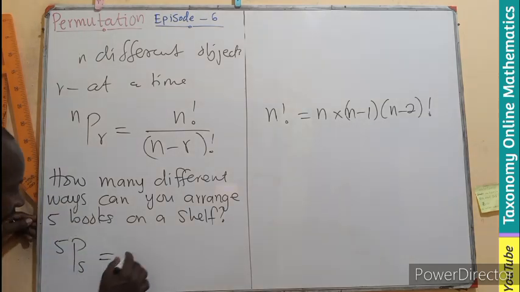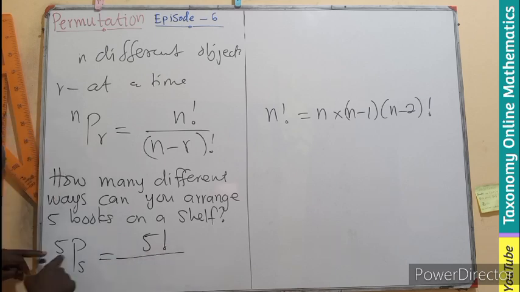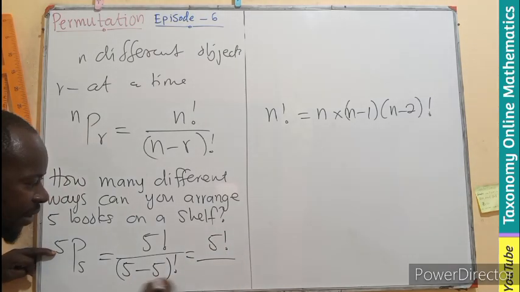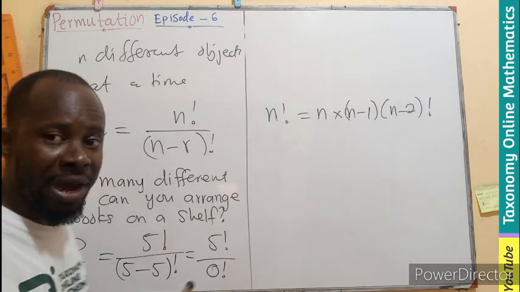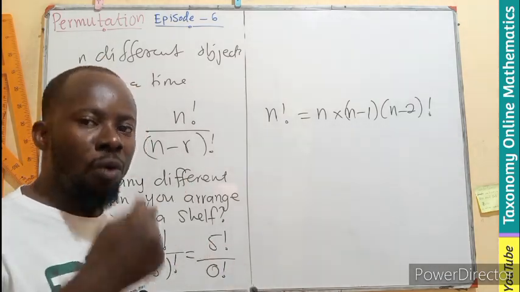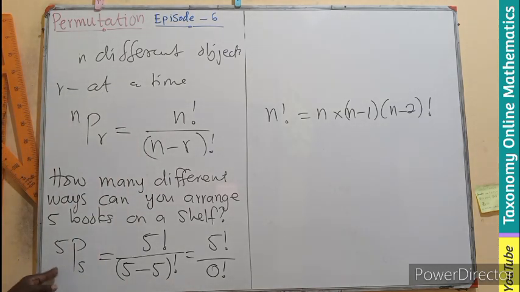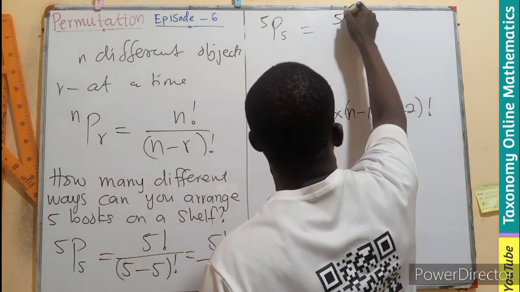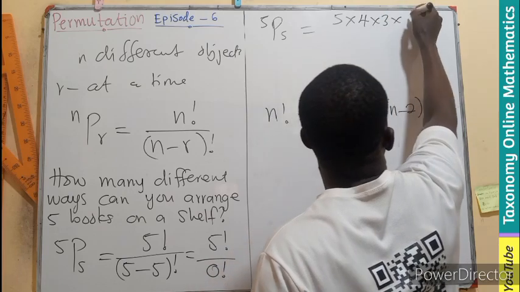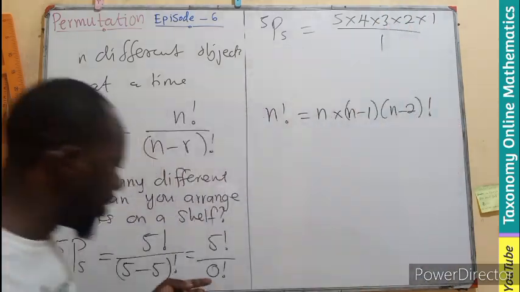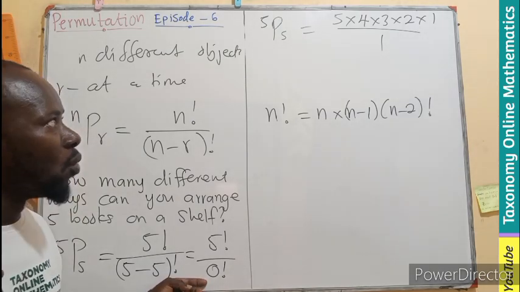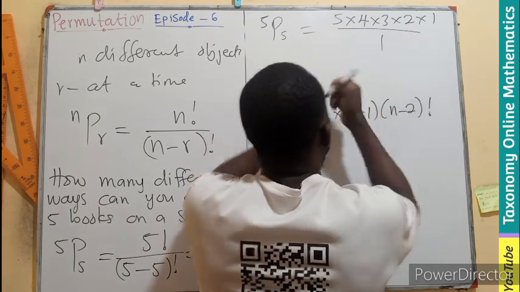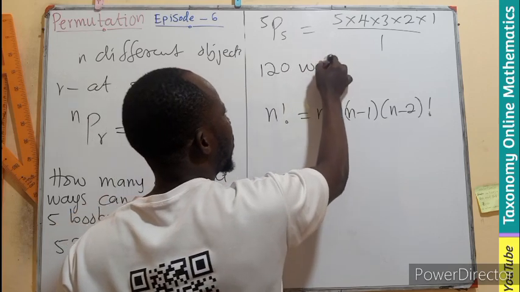And 5 permutation 5 is going to be 5 factorial over 5 minus 5 all factorial, which becomes 5 factorial over 0 factorial. And 0 factorial is 1. 1 factorial is also 1. So in this case, this is just a direct factorial, which I will just say 5 permutation 5 becomes 5 times 4, 3, 2, 1, divided by 1, since 0 factorial is going to be 1. So what do we get from here? This is going to be 20, 60, so we have 120. We have 120 ways.